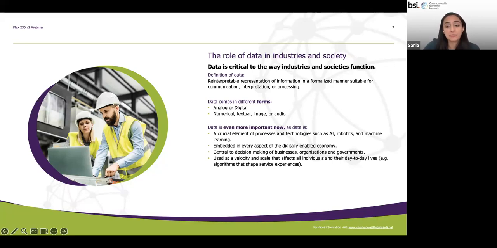It's at the heart of decision-making for businesses, organizations, and governments. And the velocity and scale that data is currently at affects individuals in their day-to-day lives. So it's part of, for example, algorithms that shape service experiences or things like your streaming platforms, and people are increasingly becoming interested in data and using that as well. So it doesn't feel as scary as maybe it once was for consumers and day-to-day people, but they are open to then using it. But it does then make it even more important that we are mindful of any biases and ensuring that people actually have a fair opportunity to benefit also from data.